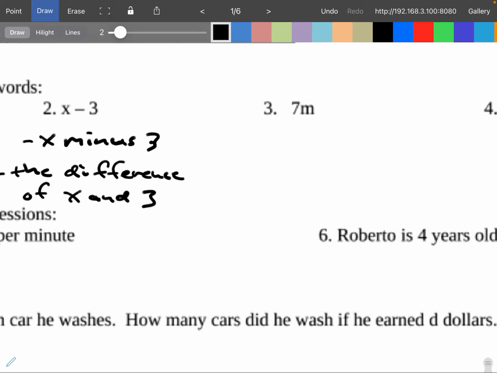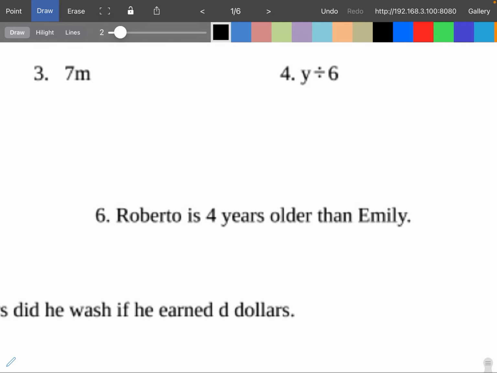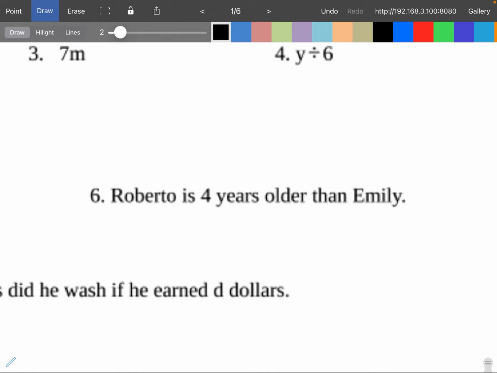All right, let's move over to number 3. So anybody got one for 3? What do you got? 7 times m. That's good, by the way. So 7 times m. And then how about we use product also? So we'll do the product of 7 and m.